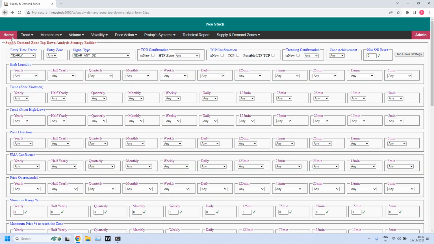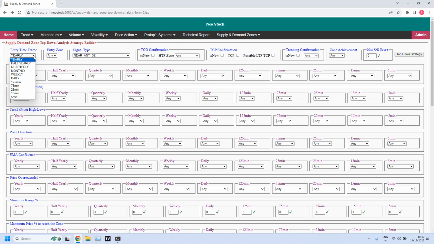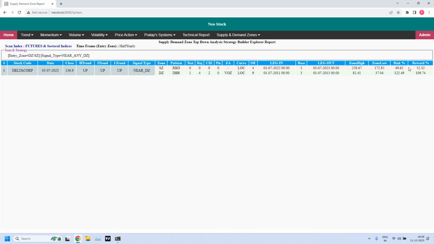No stocks are there. For yearly time frame, let us find the stocks near yearly supply zone. There are no stocks. Now let us generate for half yearly time frame. Entry time frame is half yearly. Let us find the stocks near half yearly demand zone. So this one stock is near half yearly demand zone.